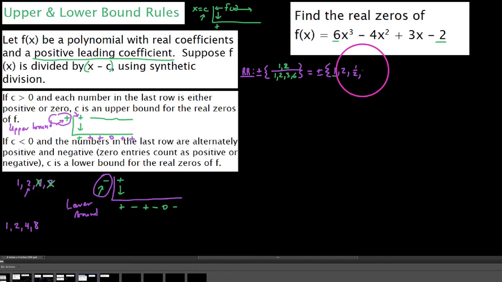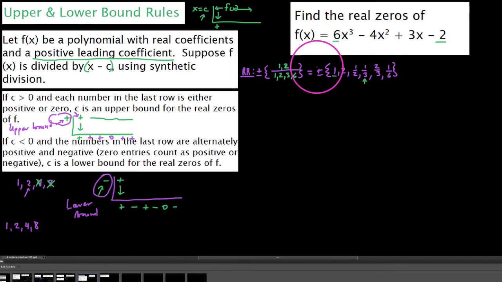Then we'll do 1 over 3. So a third could possibly work here. Or 2 over 3, 2/3 could possibly work here. And then last we have 1 over 6. 1 over 6 could possibly be a 0 of this. And then 2 over 6, which we already see on our list here. So this is the set of all possible rational zeros that could go into this.